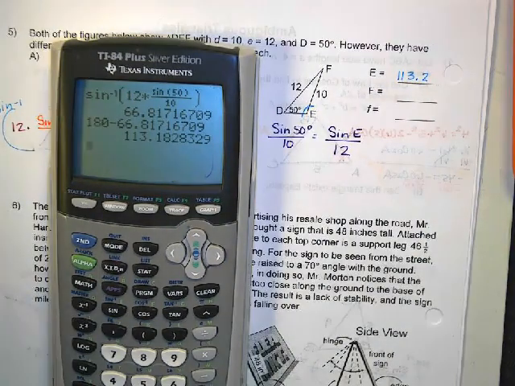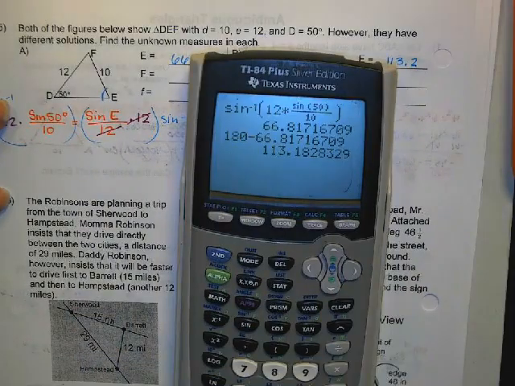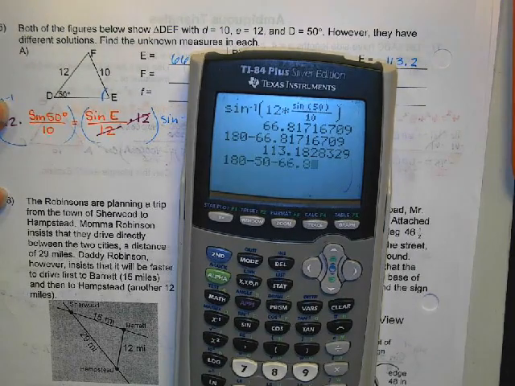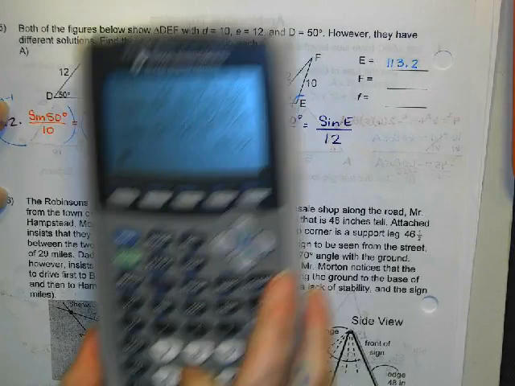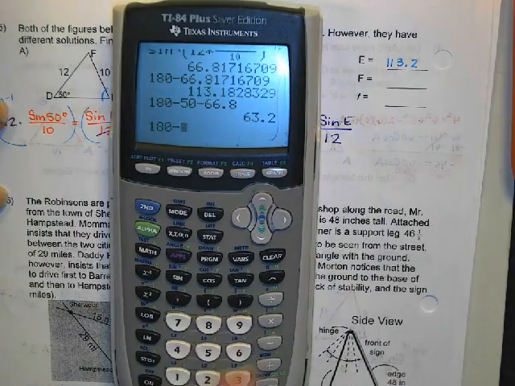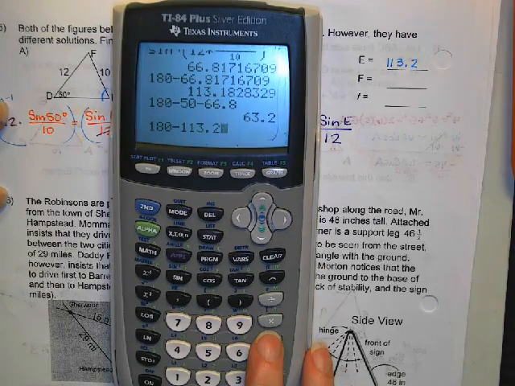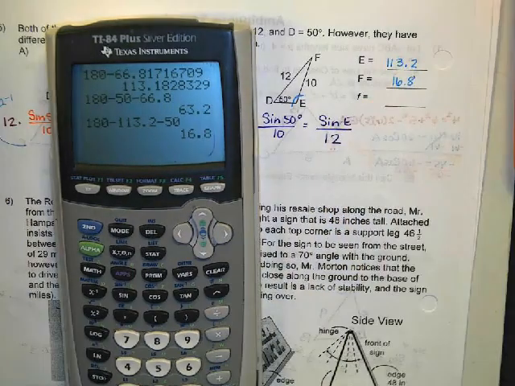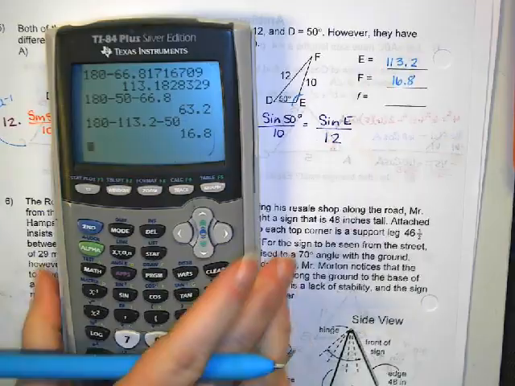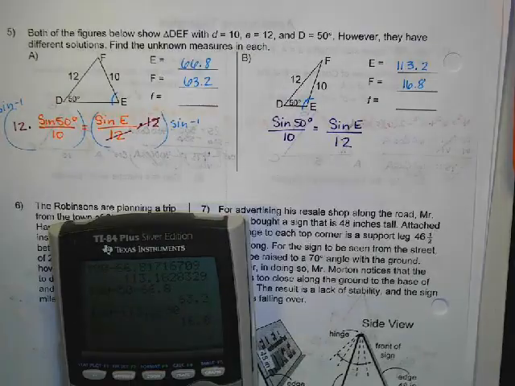Now we find angle F the same way we've been doing it all along. So I do 180 minus the 2 angles that I now know. So for triangle A, angle F is 63.2. For triangle B, so we're talking 2 totally separate triangles here. They just happen to have the same 3 measurements that they gave us. Is everybody sort of following?